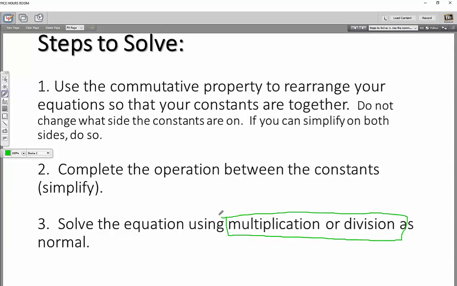Okay. So we're going to use our commutative property to rearrange our equation so that our constants are together. We don't change what side the constants are on, and if we can simplify on both sides, we're going to do that. We'll complete the operation between the constants, and then we're going to solve the equation using multiplication or division as normal.